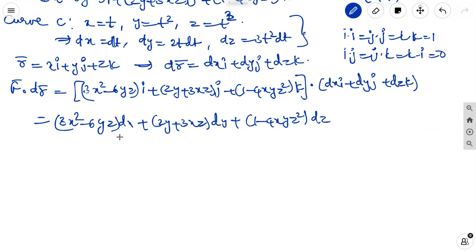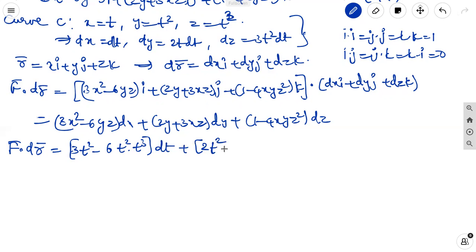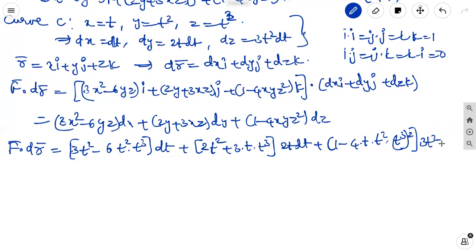Now we can substitute these values: x equal to t, y equal to t square, z equal to t cube, and their derivatives, in this function. f vector dot dr vector equals (3t square minus 6t square into t cube) dt, where dx is dt, plus (2y is 2t square plus 3 into t cube) into 2t dt, plus (1 minus 4 into t square into t cube whole square) into 3t square dt.